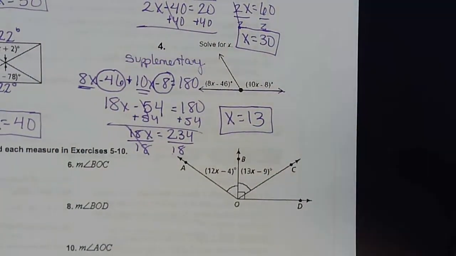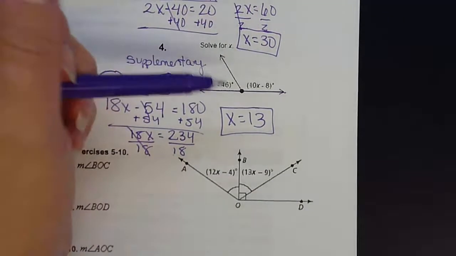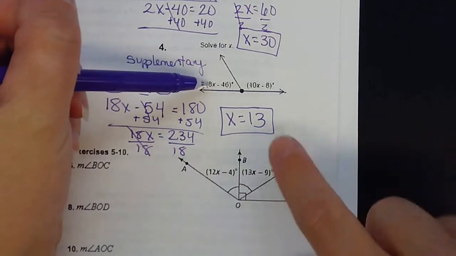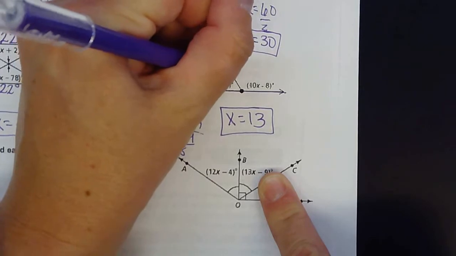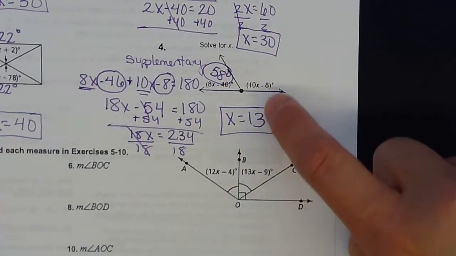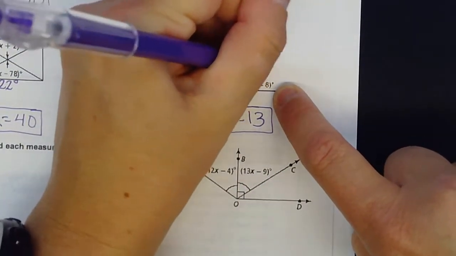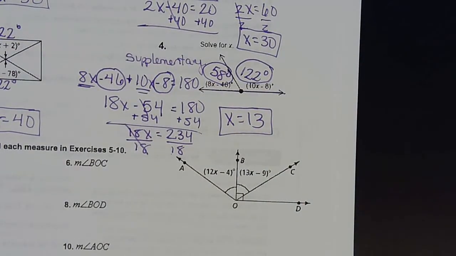Now, for this one, you are going to need to plug it into both spots because, well, kind of. If you plug it into one spot, and then subtract from 180 for the other one, it would work. But I would plug it into both spots and then make sure that they add up to 180. So take the 13, plug it in right here. 8 times 13 minus 46 is 58 degrees. And then 10 times 13 is 130. 130 minus 8 is 122 degrees. And if I take 58 plus 122, I do get 180 degrees.